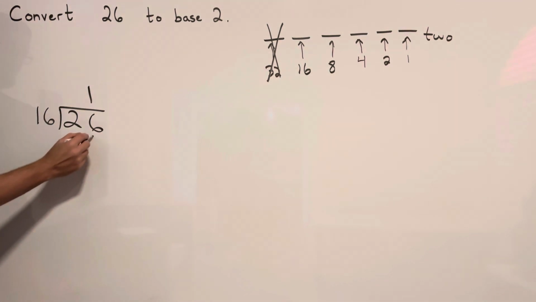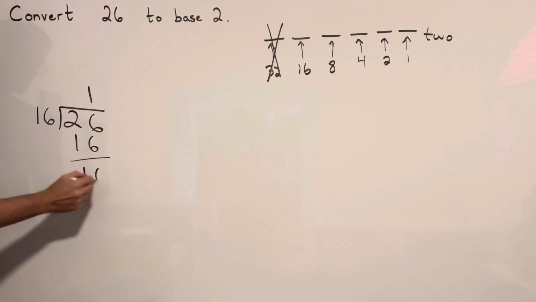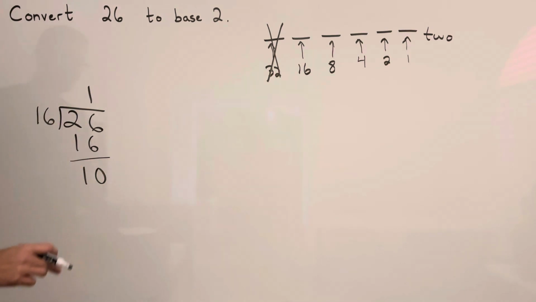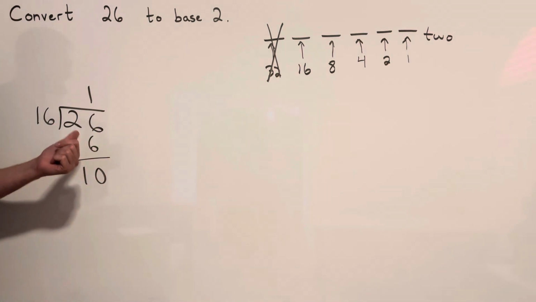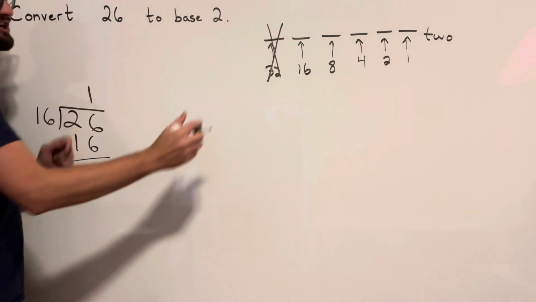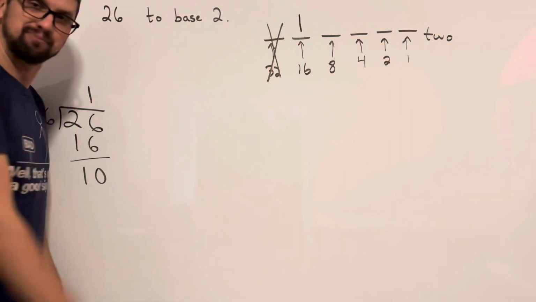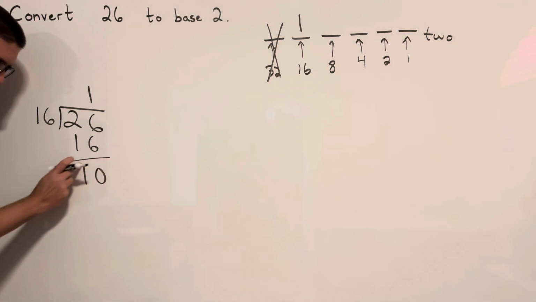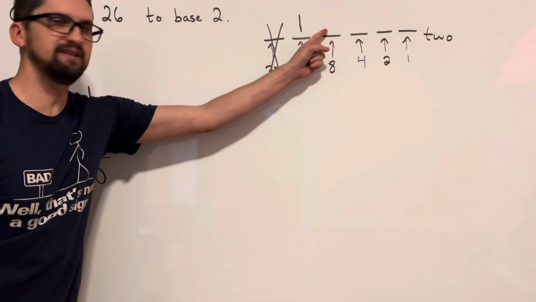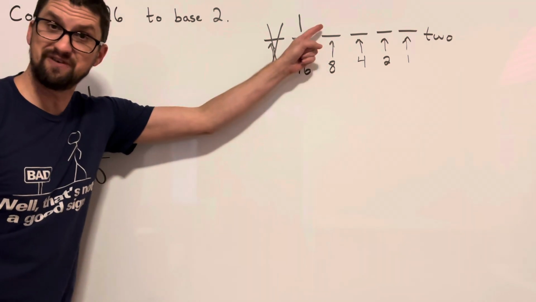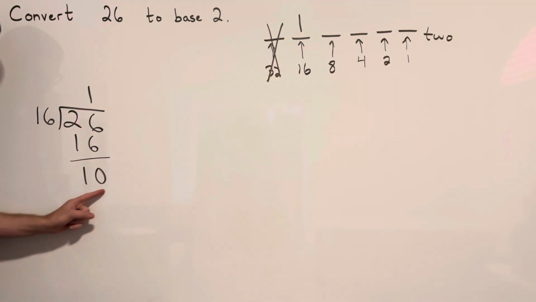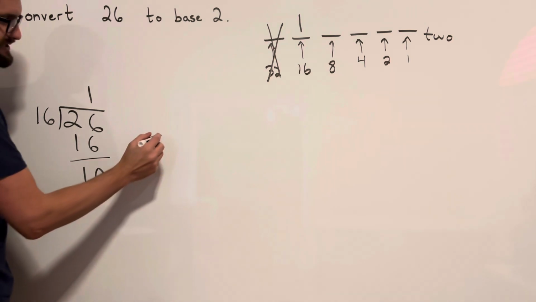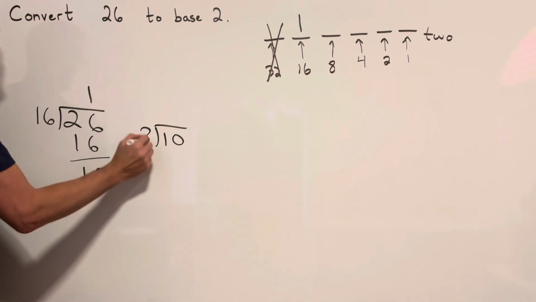You're going to multiply and then subtract. There's 1 group of 16 in 26. So that 1 is going to go in that place value right there. Now we're left with 10. The next thing we want to do is fill in this spot. Figure out how many groups of 8 are left in your remainder here. So we're going to take 10 and divide by 8.